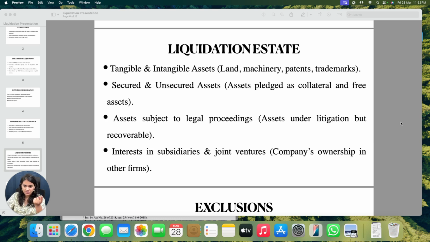of the liquidation estate. So if in case the secured creditor chooses not to relinquish their security interest into the liquidation estate, then such asset, which is the collateral, will not be part of the liquidation estate. But this information needs to be provided to the liquidator within 30 days of submitting their claim.